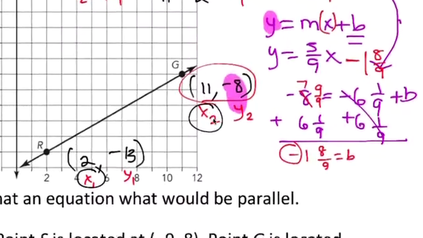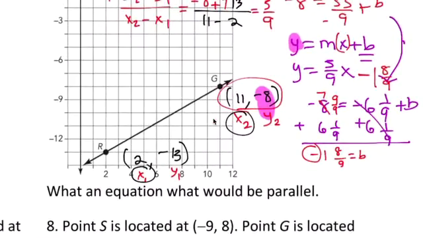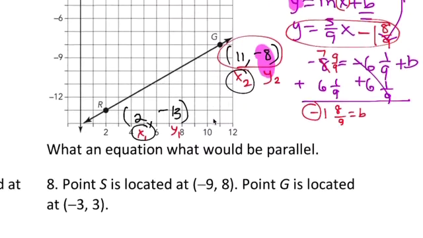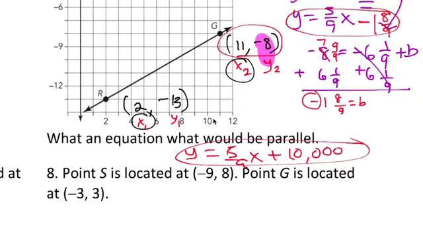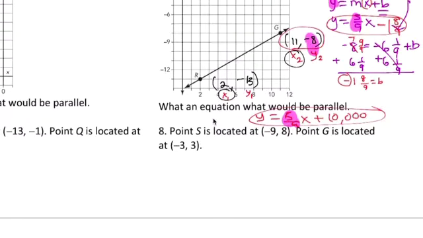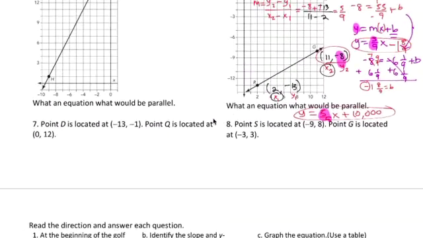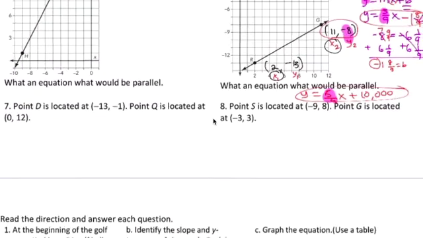There's another way to write this, if it was a whole number, not a mixed number, but we'll leave it like that for now. An equation that would be parallel: y equals 5 over 9 x plus 10,000 this time, positive. The slopes are the same. Remember, when we're graphing, when the slopes are the same, the lines are parallel. They never meet. Okay, like that. So, do these.